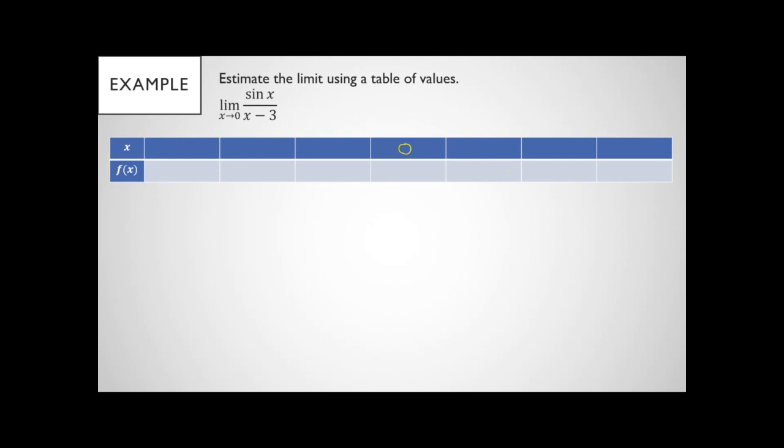Our f of x value here is what you're taking the limit of. So f of x is equal to the sine of x over x minus 3. So I'm going to fill in the table, and I'm going to just start with 0, because often there's a point there, we can actually calculate that out.